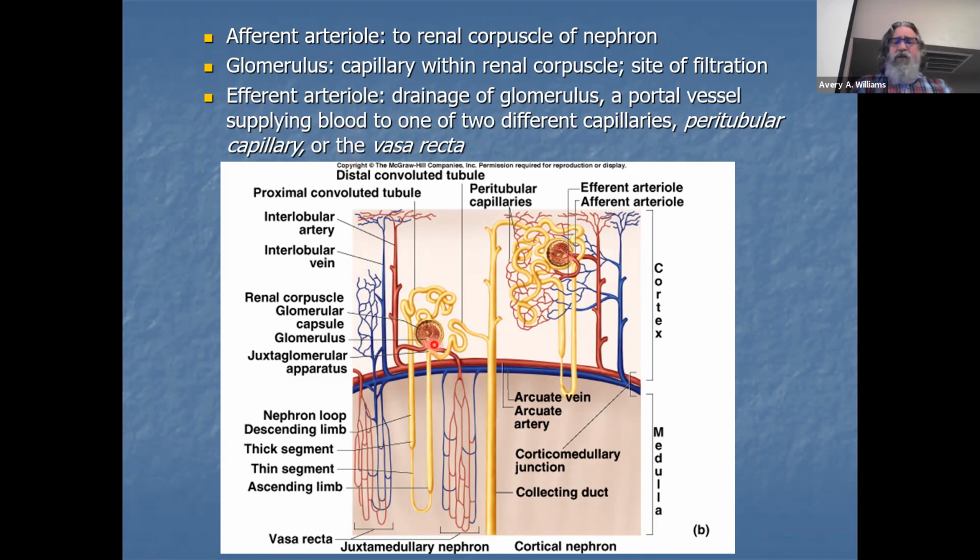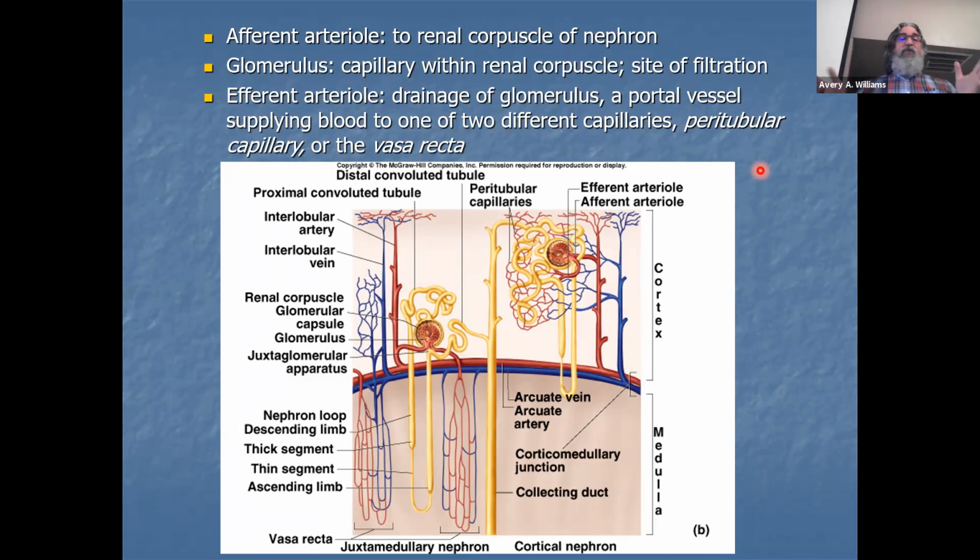Well, we call the vessel coming out of the corpuscle an arteriole because it's technically a portal vessel, because it's sending blood to another capillary bed, either here or here or here. See how this works? This is another capillary bed. It's a capillary bed, efferent arteriole, capillary bed. So here I tell you, efferent arteriole, it's a drainage of the glomerulus, a portal vessel.